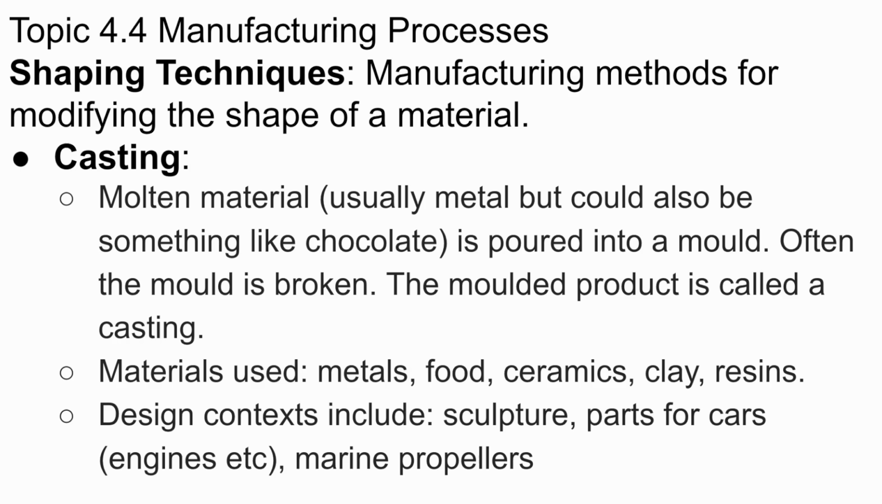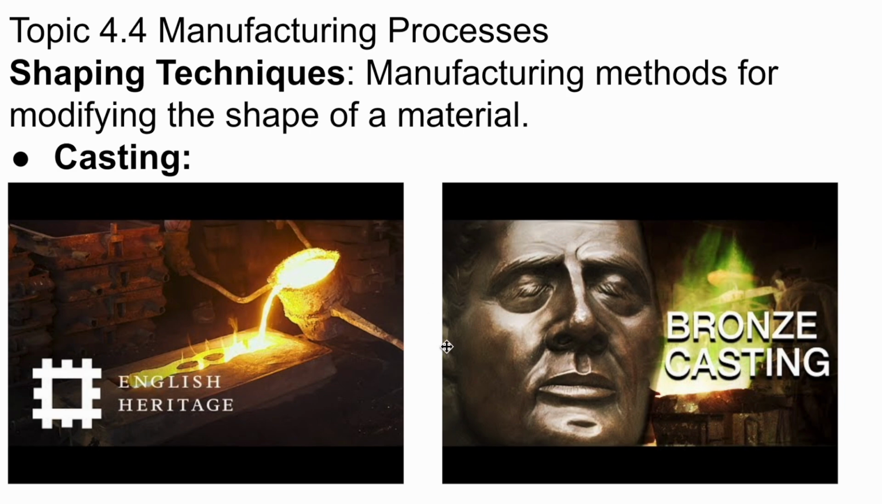Materials used can be metals, but also food, because we just talked about chocolate, ceramics, clay, resins. The design context includes sculptures, parts for cars, such as engines or marine propellers. Here are a couple of videos to show you how casting works. This is casting of cast iron, and this is bronze casting.